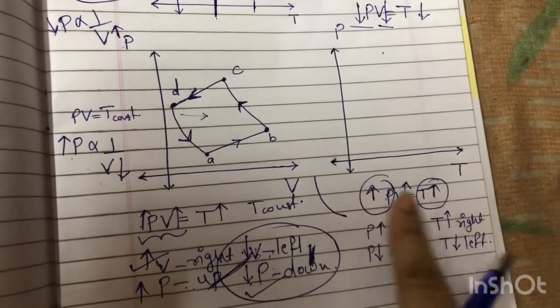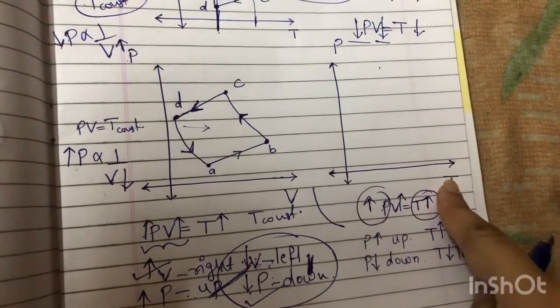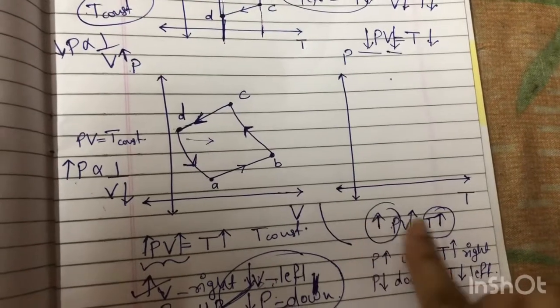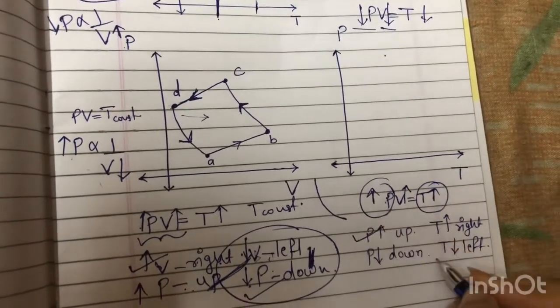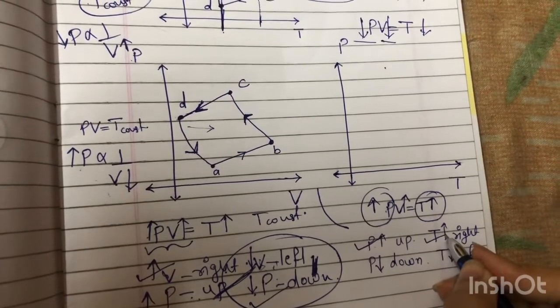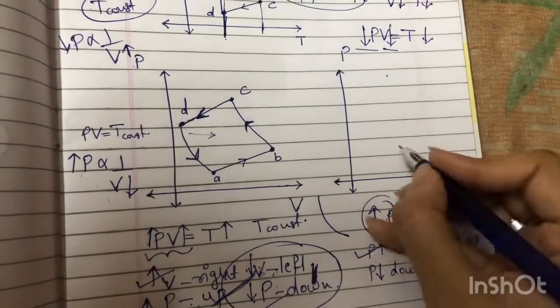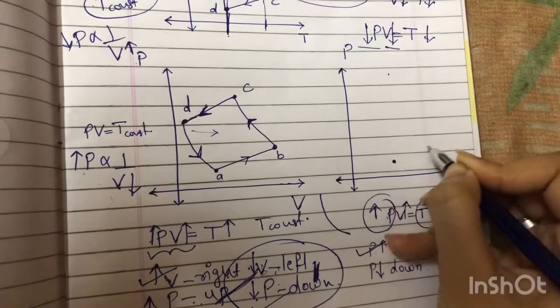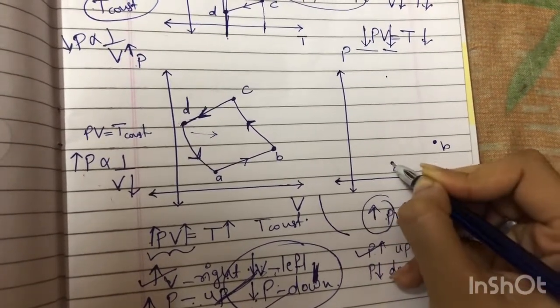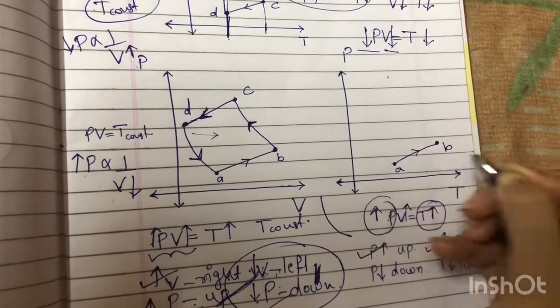Now here, pressure versus temperature. From A to B, the condition is this: pressure increasing, temperature increasing, means your graph will go upwards and towards the right. This is A to B, towards the right and upward.